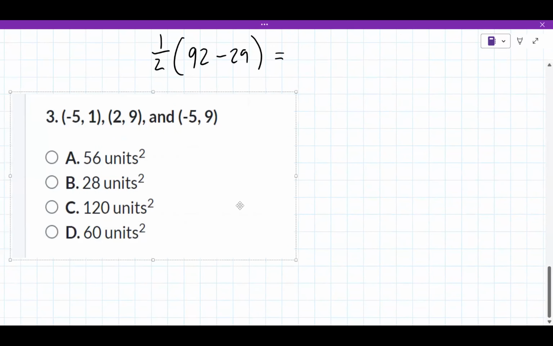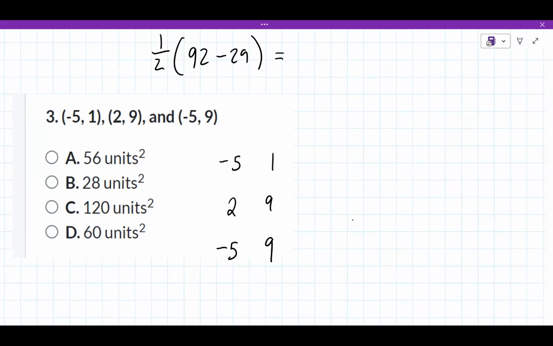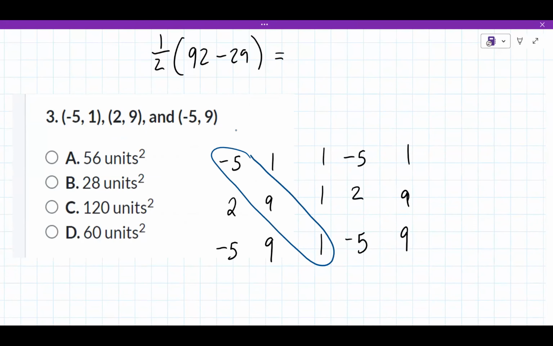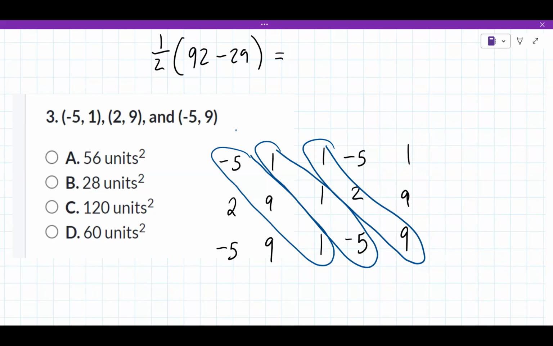But one more. So you write the ordered pairs -5, 1, 2, 9, -5, 9. And then you always put a 1 here. And then you replicate the first column, second column, like that. And then same thing here, you have to find the product of those three numbers. Okay.